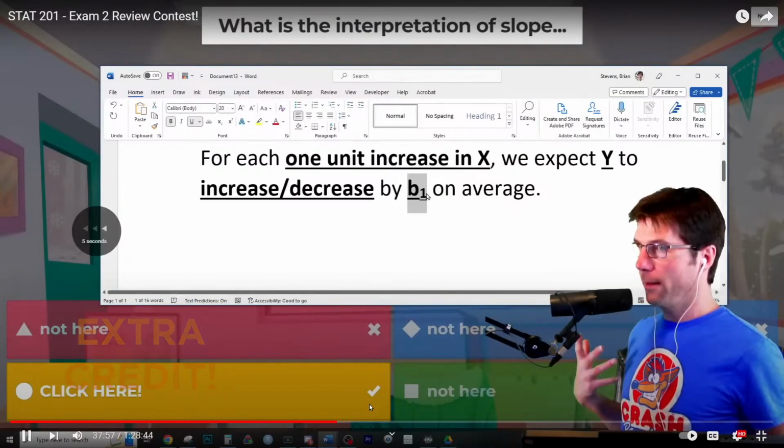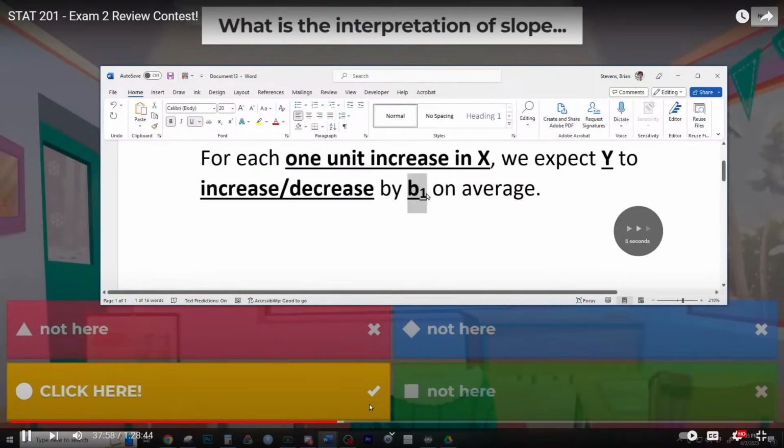Here's the slope interpretation: for each 1 unit increase in X, we expect Y to increase or decrease. You have to pick one of these. I underline them for a reason. By B1 on average.